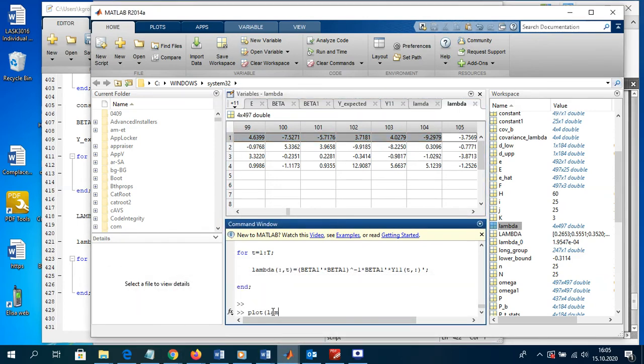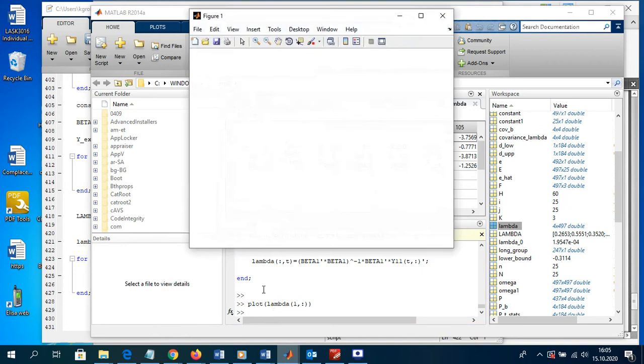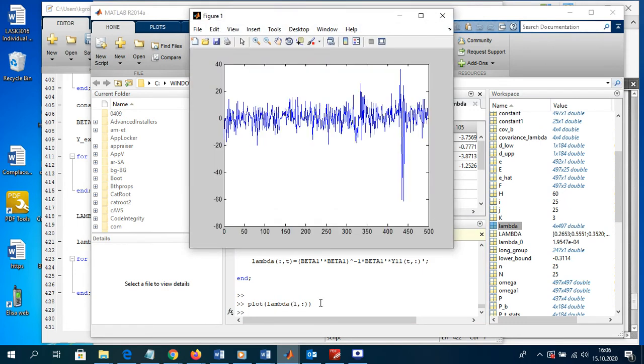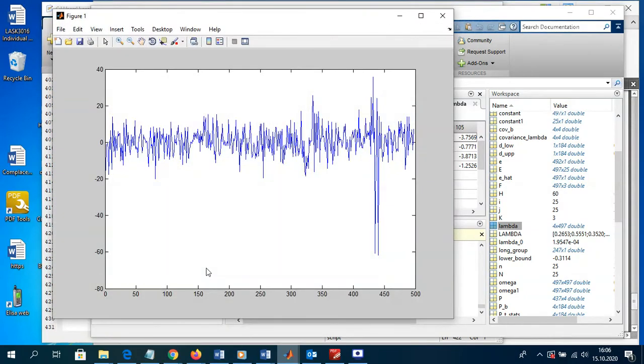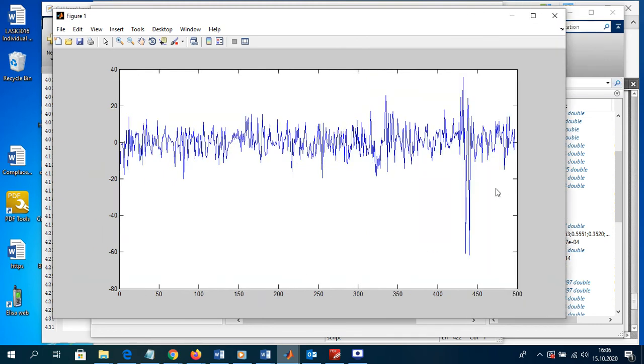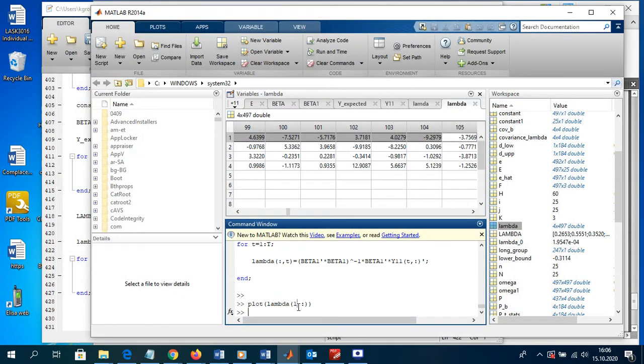Let's plot lambda, and we want to plot the first row, because in the first row we have lambda 0. So let's do this. This is how it looks like. There's obviously a huge amount of variation across time. It's very volatile. Here, obviously, we have the financial crisis where everything went weird, so there's a huge deviation here. Because returns are so noisy, it's maybe not so surprising.